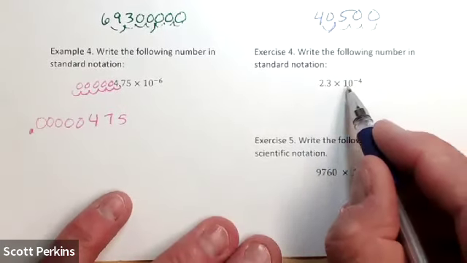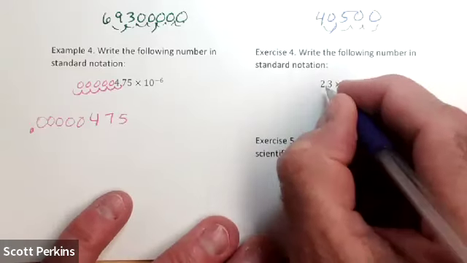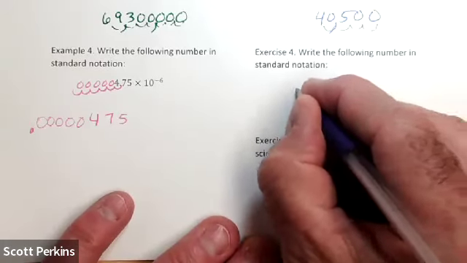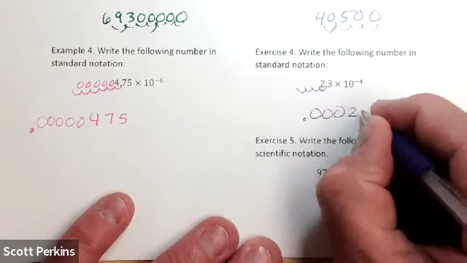Okay, so this is 10 to the negative 4. So I'm going to take my decimal and move it 4 places to the left. So 1, 2, 3, 4. And so that means I have to add on 1, 2, 3 zeros in front of my number.